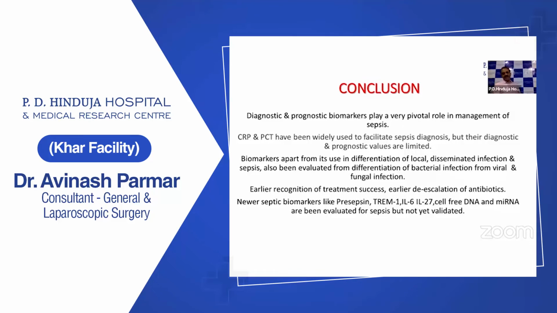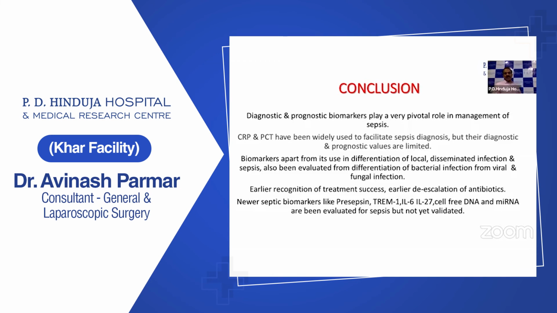CRP and PCT have widely been used to facilitate sepsis diagnosis, but their diagnostic and prognostic values are very limited. Biomarkers, apart from differentiating local from disseminated infection in sepsis, have also been evaluated for differentiating bacterial infection from viral and fungal infections. They definitely help in early recognition of treatment success and early de-escalation of antibiotics.